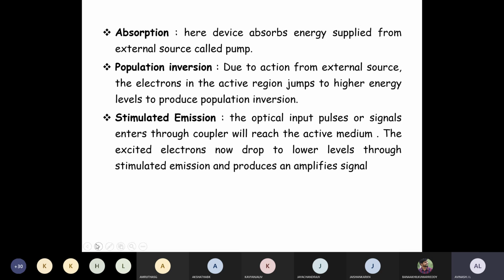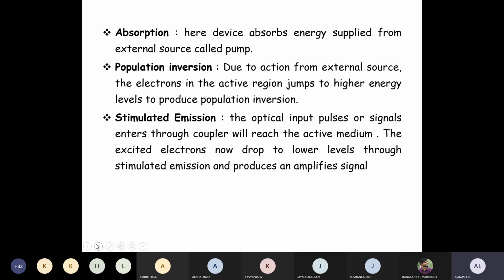Once they go to the higher energy level, that transfer, or jumping of electrons from the lower energy level to the higher energy level, is called population inversion. Population inversion is the process of making the electrons in the active region jump to the higher energy level.